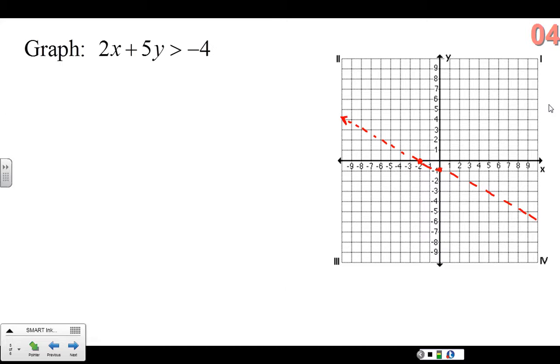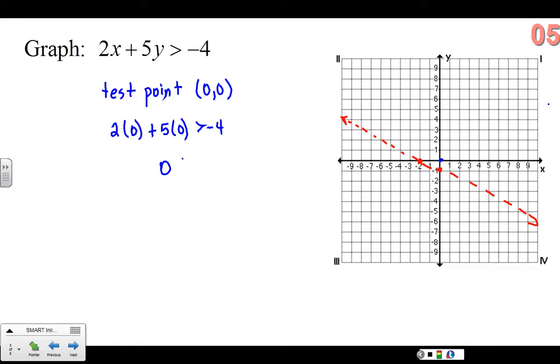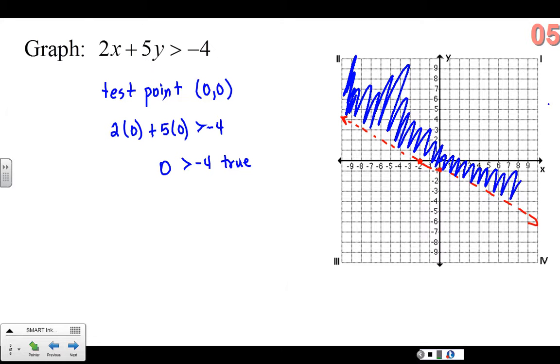Probably not a great line, but you get the idea. We can see where the origin is, so I'm going to pick that as my test point. So let's plug it in and see if it makes a true statement. 2 times 0 plus 5 times 0 is greater than negative 4. 0 is greater than negative 4. That is true. So we are going to shade on the side of the test point, which means we're going to use all the points that are above the boundary line.